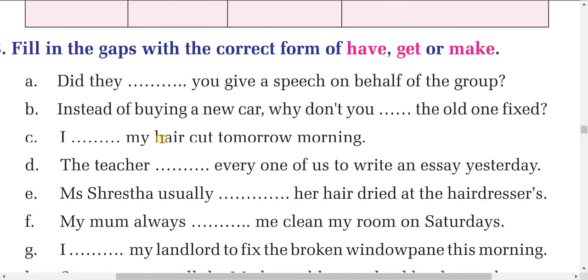Now, I have my hair cut tomorrow morning. Okay, I will have my hair. Better to write, I will have my hair cut tomorrow morning, or I will get my hair cut tomorrow morning.